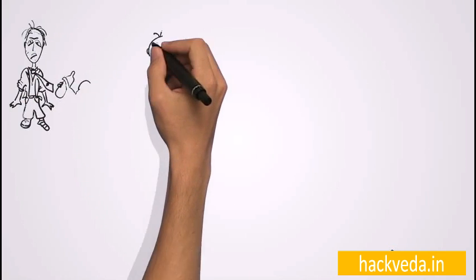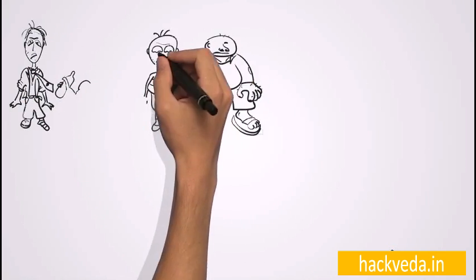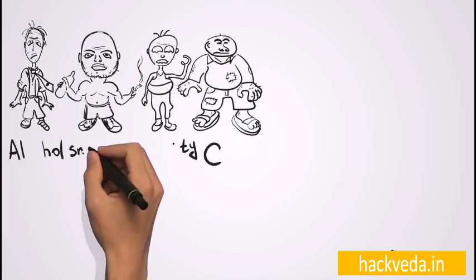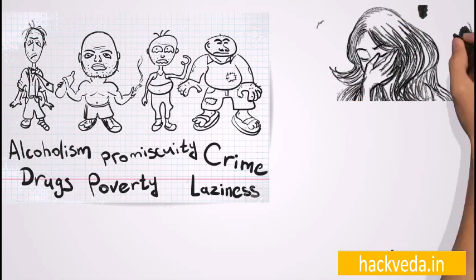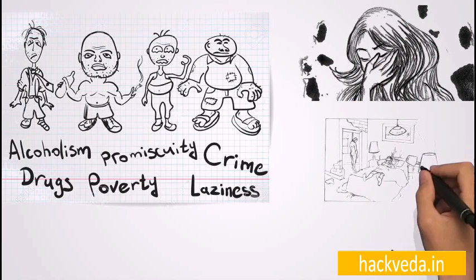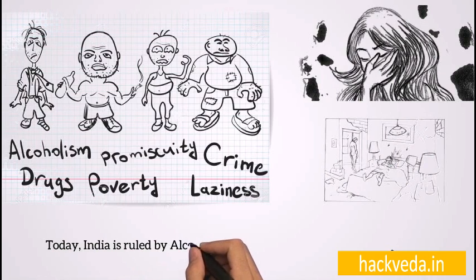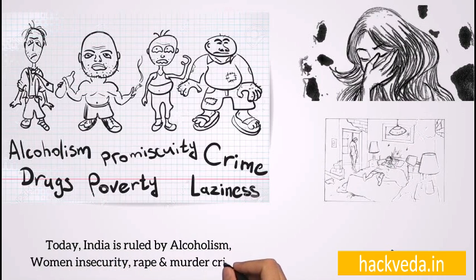Out of all these achievements, I am sad to say that nowadays India has been destroyed and ruled by a lot of problems. India is nowadays ruled by alcohol, women's insecurity, intoxication, crime, disrespect, disobedience, lack of culture, and sex offenses, and many others.